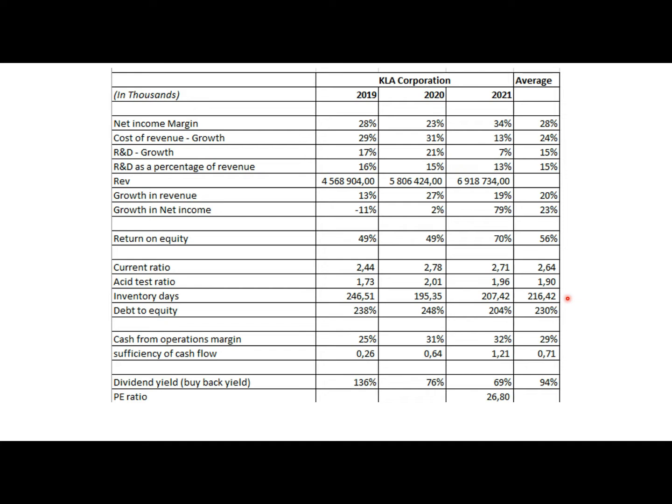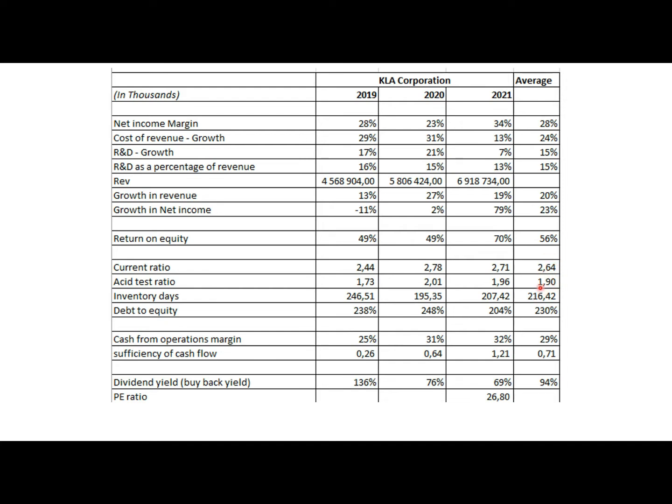Okay, now going to the debt to equity ratio. The industry average is 171%. On average, KLA has 230. Now this indicates a higher gearing risk. This is a higher financial risk on the balance sheet. This is a very risky entity for me, just by seeing this.